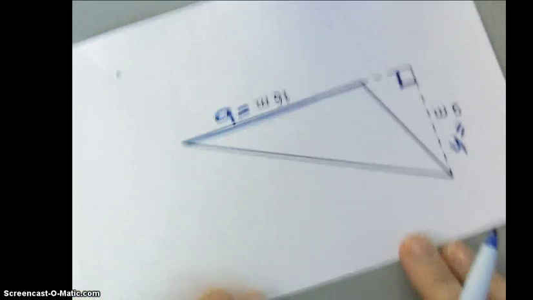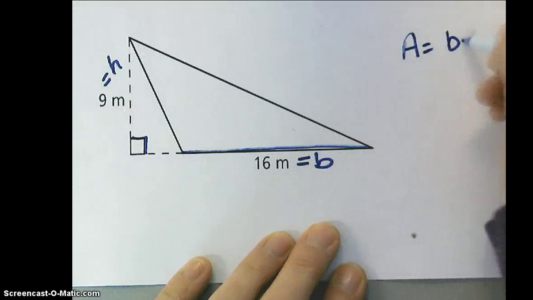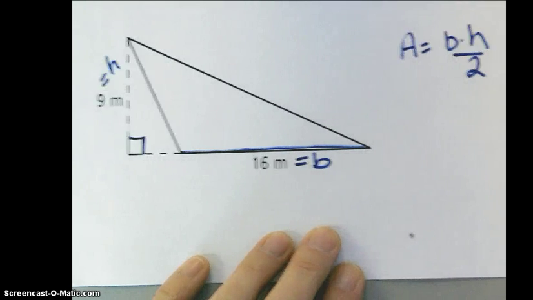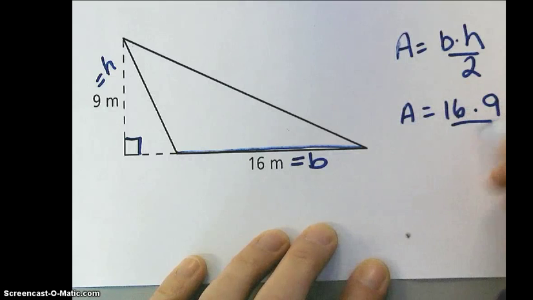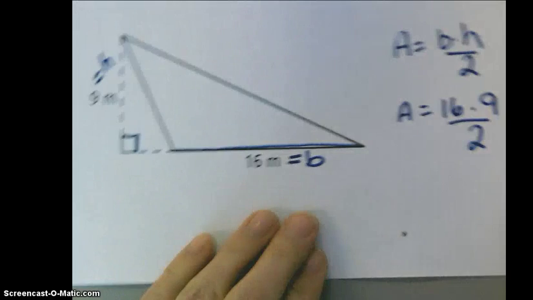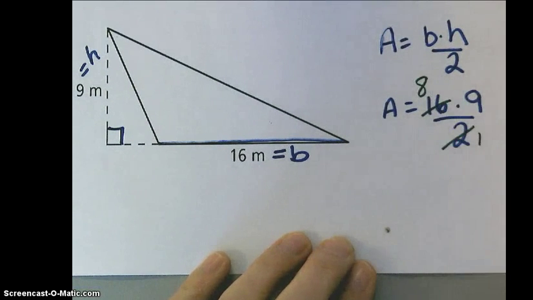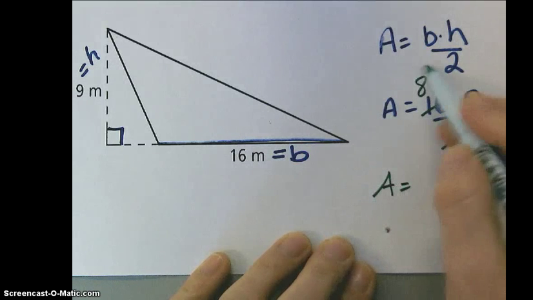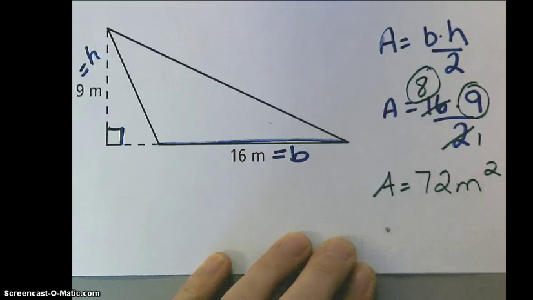Remember, if we flipped this around, we could have a different height and a different base, but we weren't given those measurements. So let's plug it into our formula. Area equals base times height divided by 2. Area equals 16 times 9 divided by 2. If you look, 2 can go into 16, so I'm going to cross cancel. 2 goes in here once, 2 goes into 16 8 times. So then my area is 8 times 9, which is 72 meters squared.